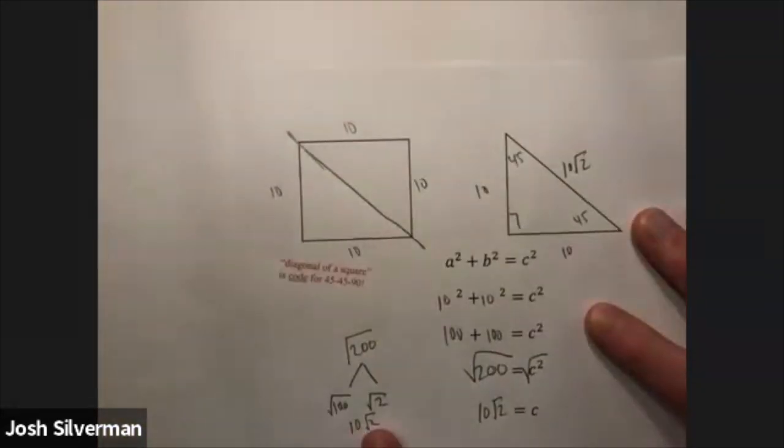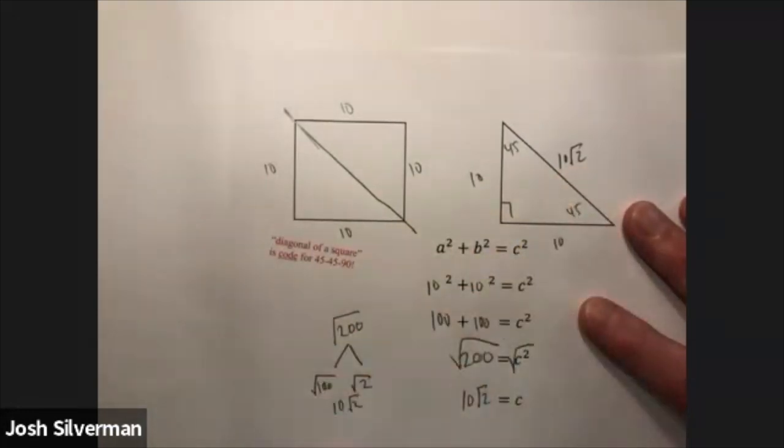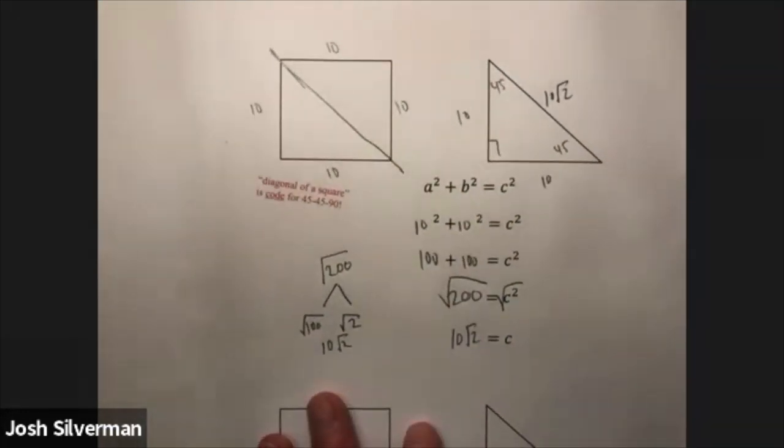So when the legs were 4, the hypotenuse was 4 root 2. When the legs are 10, the hypotenuse is 10 root 2. Do you see the pattern? Whatever the length of the legs is, the hypotenuse is equal to that times root 2. Let's look at the general formula right now.